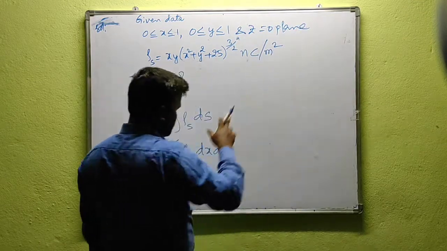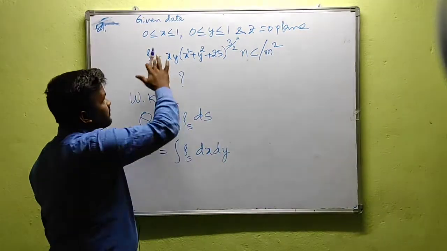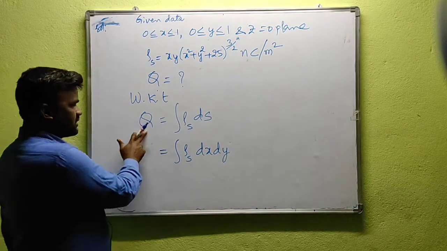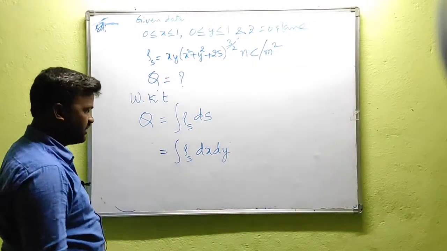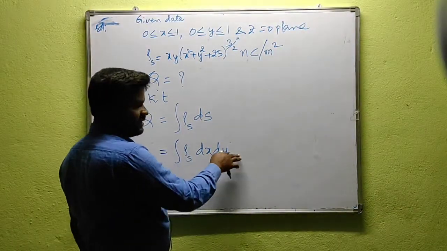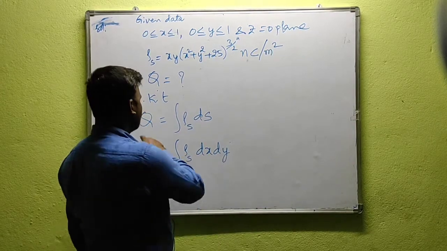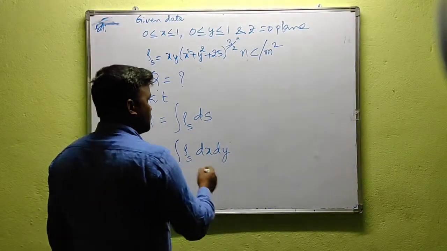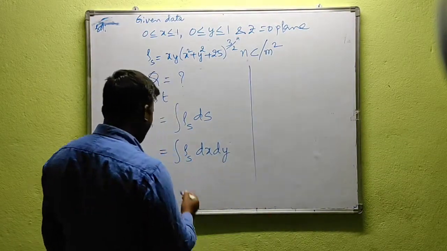So z equal to 0 plane means what? Xy plane. So that's why x, y are variables. We can take ds as what? Dx dy. Q is a scalar quantity, no need to go for the direction. Basically ds means dx dy into az, but no need to go for the direction, since q is a scalar quantity.